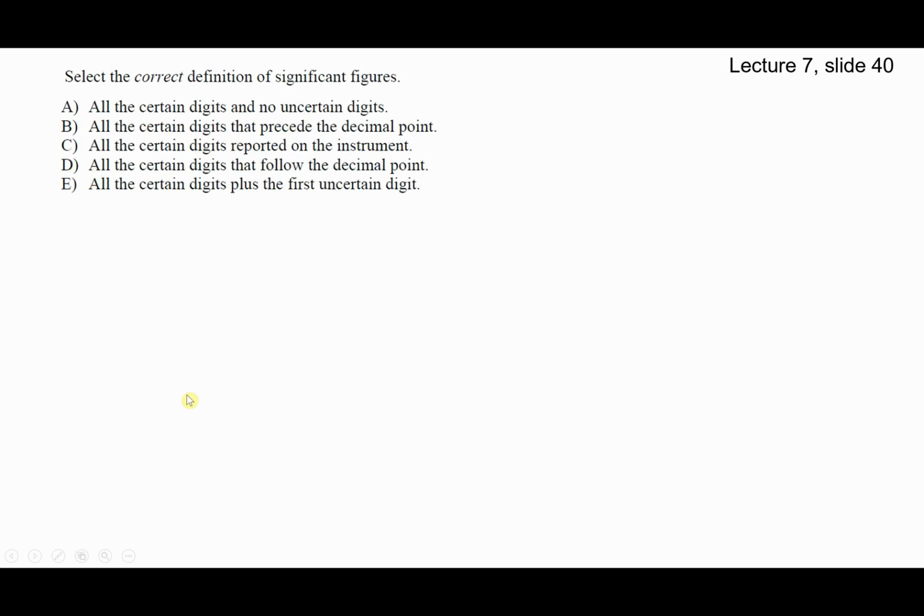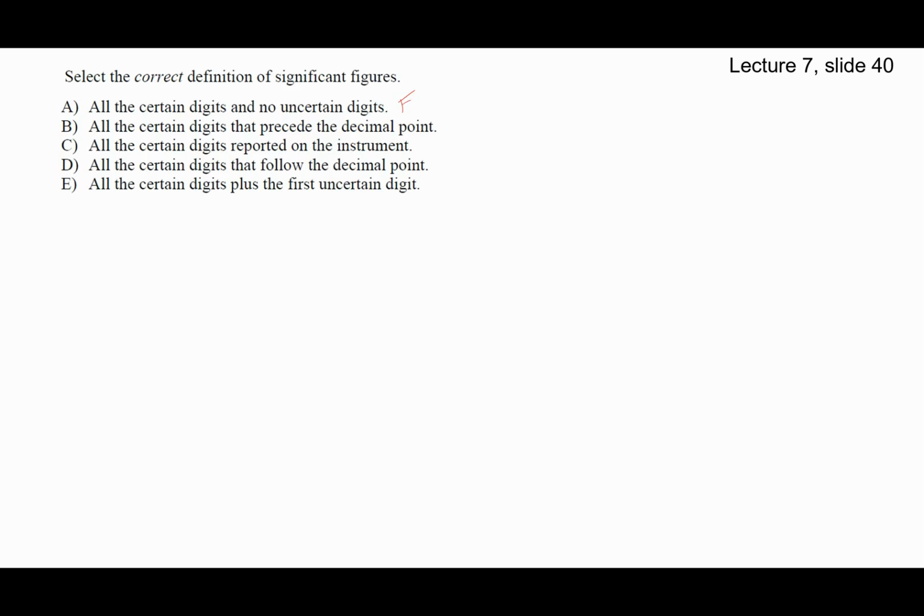Okay, moving on. Select the correct definition of significant figures. A, all the certain digits and no uncertain digits. Well, we know that's false. That is not correct, right? So when we talk about measuring the burette in class, we talk about all the certain ones, and then what is that last uncertain one too, right? Some of the class says 4, some class says 5, some say 6. It's all correct, but you also have that uncertain digit as well.